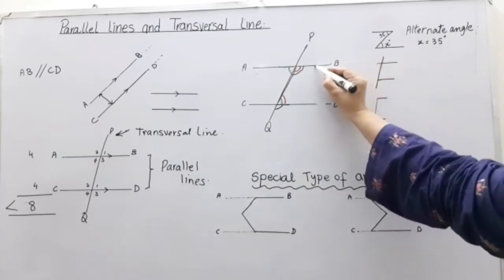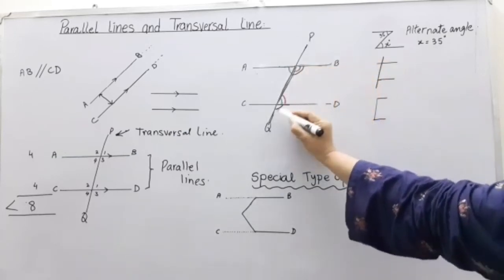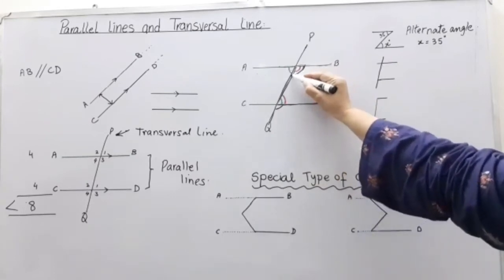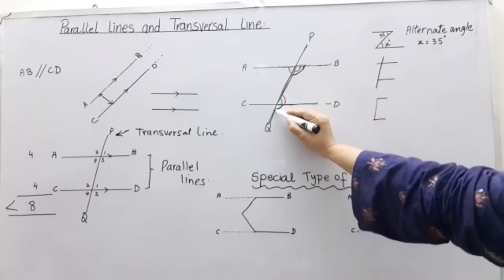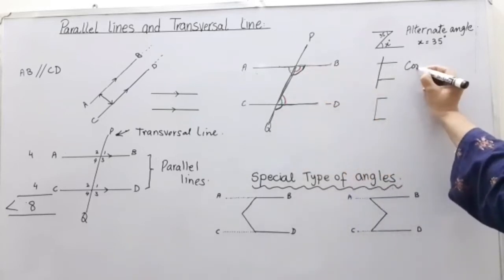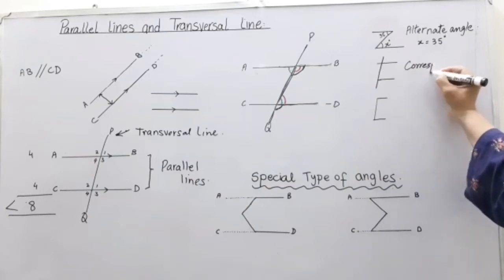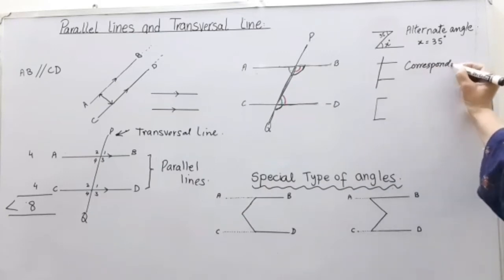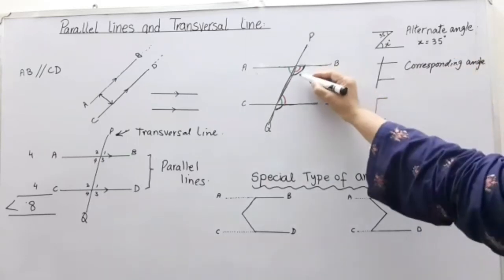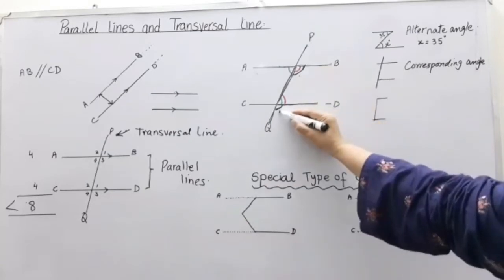Look at the figure closely. If I see this one is F. So this black line to this black line, they make the F, and they are called corresponding angles. And they are always equal. If this one is 135, this is also 135.